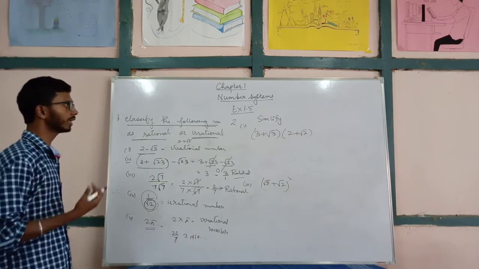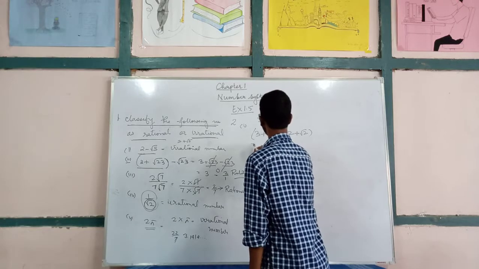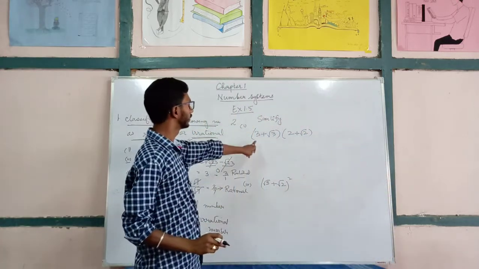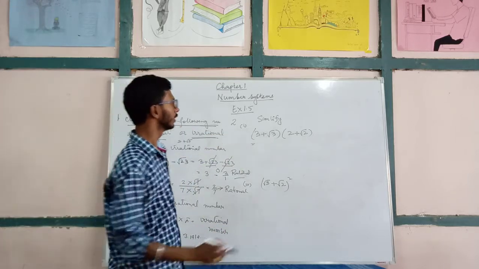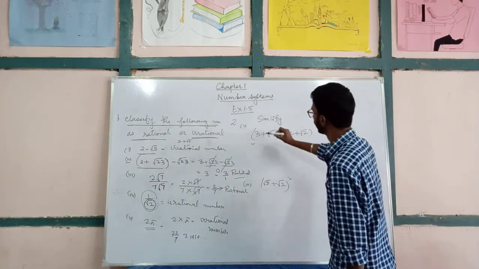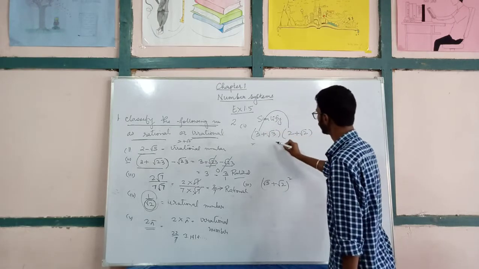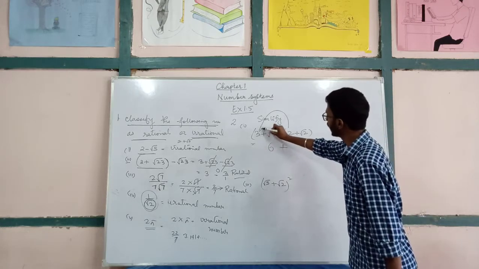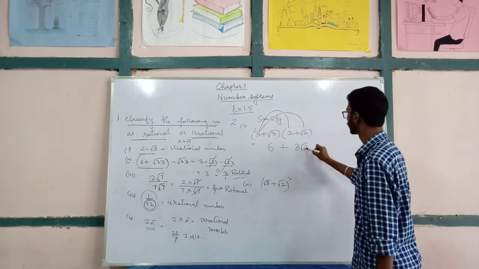Okay, let us see some problems on how to simplify expressions which involve irrational numbers. So the first question, question number 2.1: 3 plus under root 3, whole bracket, multiplied with 2 plus under root 2. So how will we multiply? First we will multiply this 3 into this 2. So 3 into 2 will give us 6. Then we will multiply 3 into under root 2. So 3 under root 2.